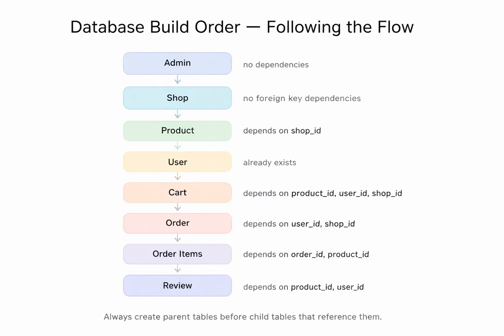When building out your database, the order in which you create your models and migrations matters a lot. You can't create a product without first having a shop because the product table contains a shop ID foreign key. If the shop doesn't exist yet, there's nothing to reference. So the correct build order starts with admin, which has no dependencies, then shop, then product, which depends on shop, then cart, which depends on product and user, then order items, which depends on order, and finally reviews. This is the dependency chain, and following it prevents errors during migration.